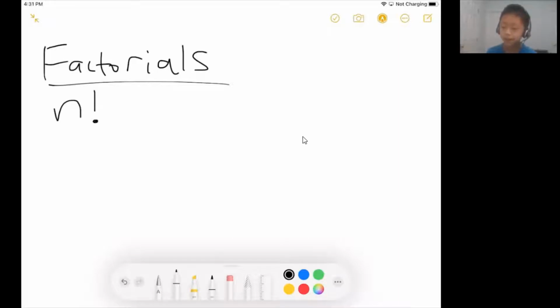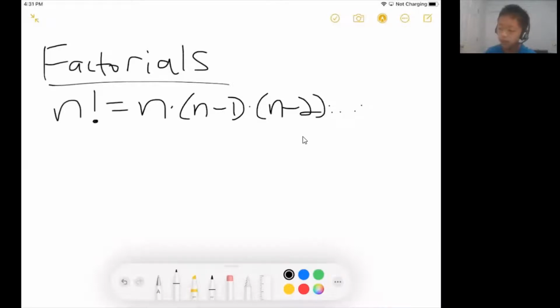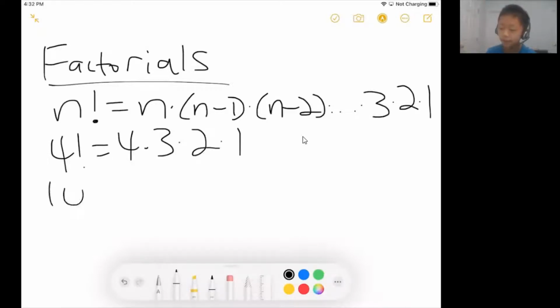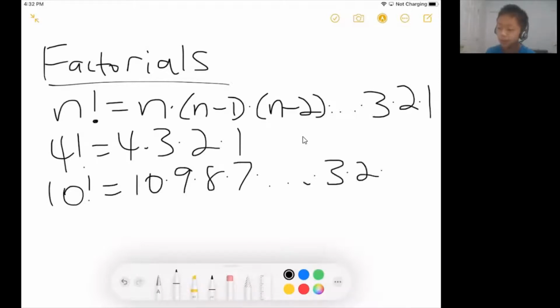By definition, n factorial is going to be equal to the product of all the positive integers less than or equal to n. So n factorial would be n times n minus 1 times n minus 2 times all of the numbers all the way down to 3 times 2 times 1. For example, 4 factorial would equal 4 times 3 times 2 times 1. 10 factorial would equal 10 times 9 times 8 times 7 times all the way to 3 times 2 times 1. So it's essentially just the product of all the positive integers less than or equal to that number.